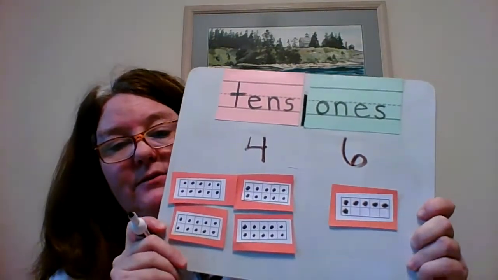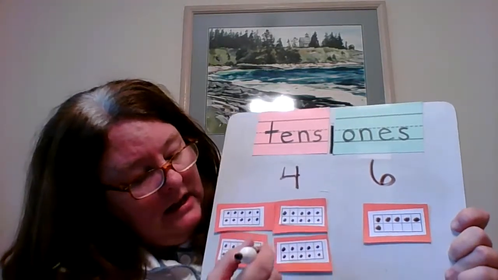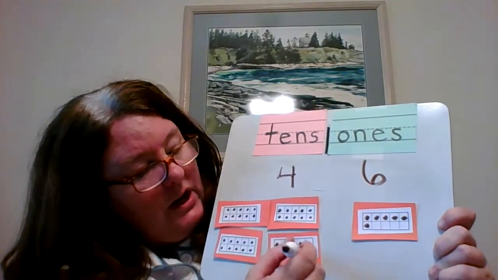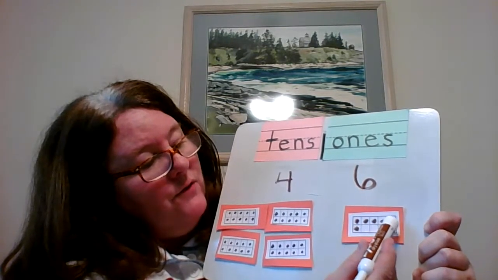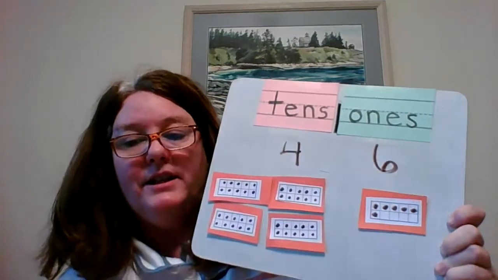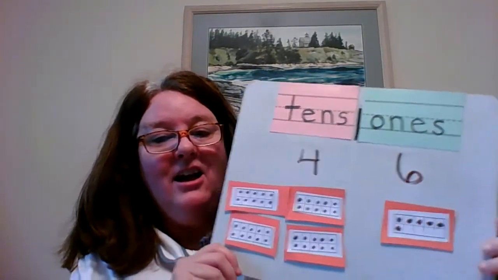Let's count it and see if we have 46. 10, 20, 30, 40, 41, 42, 43, 44, 45, 46. I sure do. I have 46. All right, let's try one more, and then I'm going to put 10 frames up after that and have you tell me what the numbers are. We'll kind of switch roles at that point.